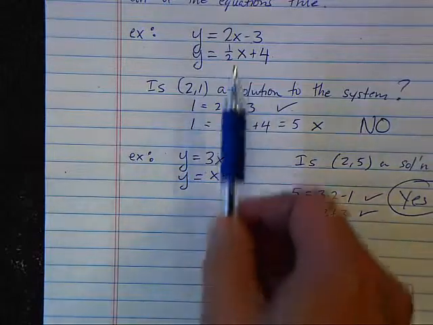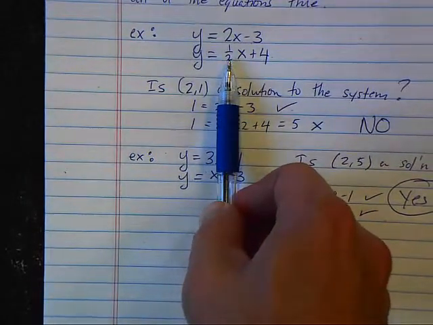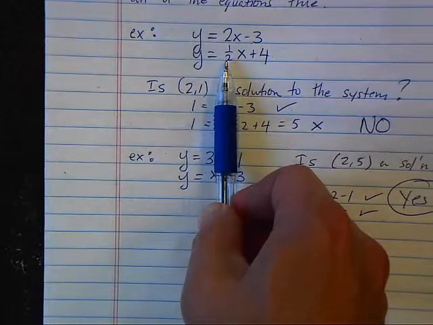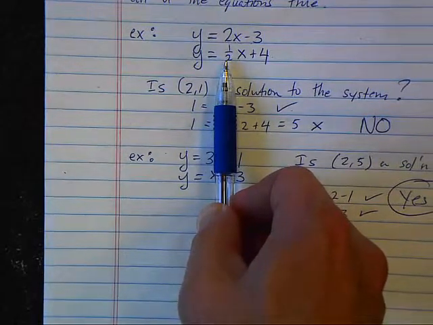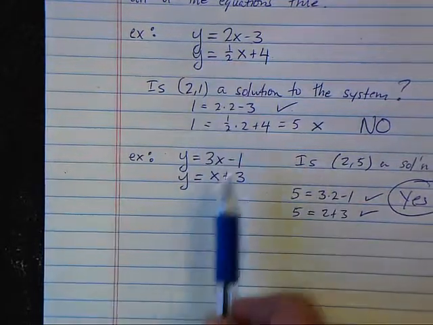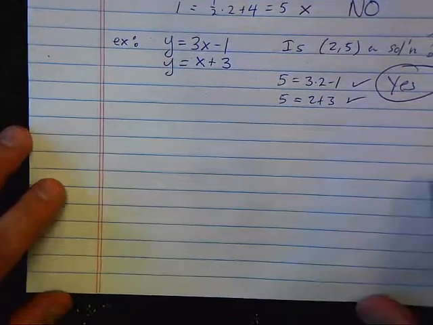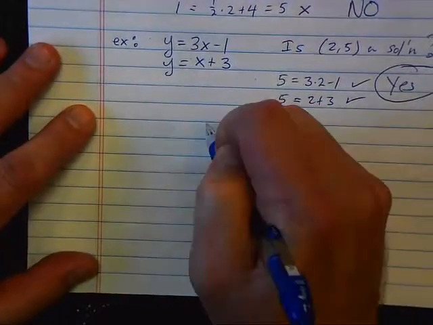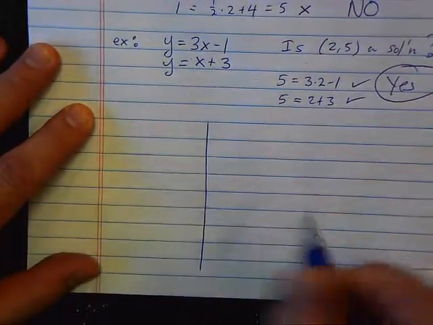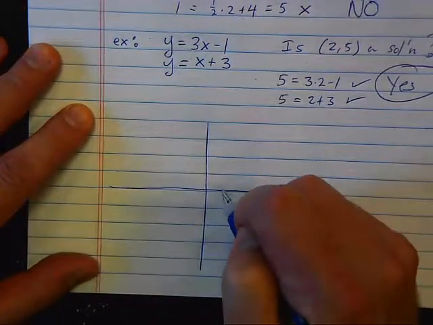But what we do know for sure is this one has a slope of 2 and this one has a slope of 1/2. They have to cross somewhere. And where they cross, that's what we call our solution. In a few minutes, we'll try to figure out where those two lines cross. But let's go back to y equals 3x minus 1 and y equals x plus 3, because I know this one has a real nice answer. Here's how you're going to solve in this section. You're going to graph the two lines, and determine where they cross.